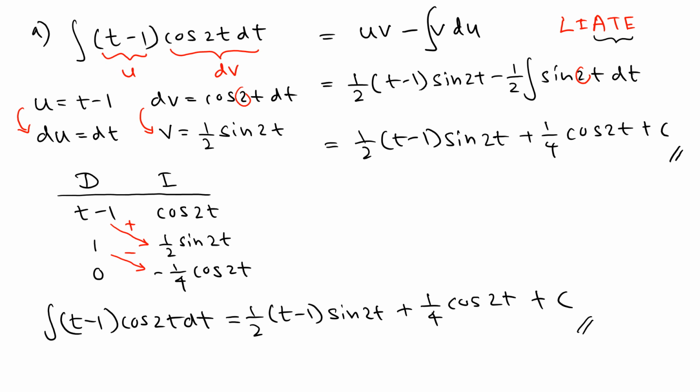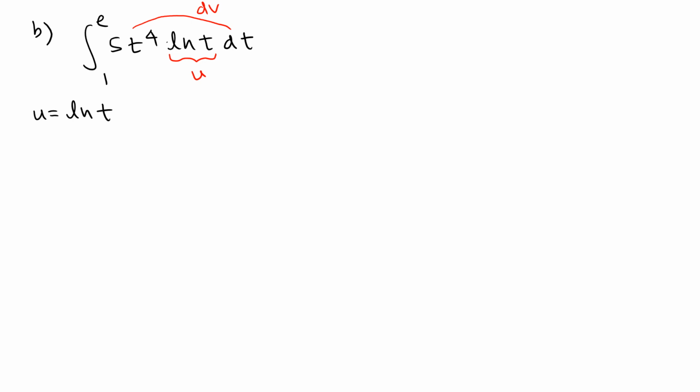Okay, so let's go to the next one, part B. In part B, what we have is the integral from 1 to e of 5t to the 4th power times natural log t dt. According to the argument, when you have a log function, we always pick that one as u, and everything else combines into dv. So u equals ln t, dv equals 5t^4 dt. Take the derivative, which is 1 over t times dt.